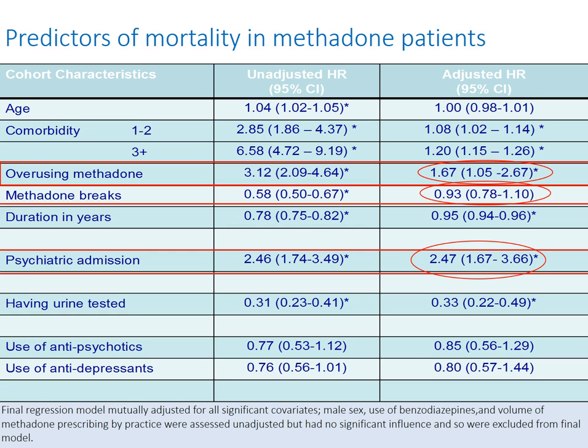But there are some acute predictors of mortality. One is a prior psychiatric admission, people taking methadone breaks and losing their tolerance very rapidly. And so when they next restart methadone, they get respiratory depression, or they may be overusing methadone or taking methadone in conjunction with other opioids such as heroin.